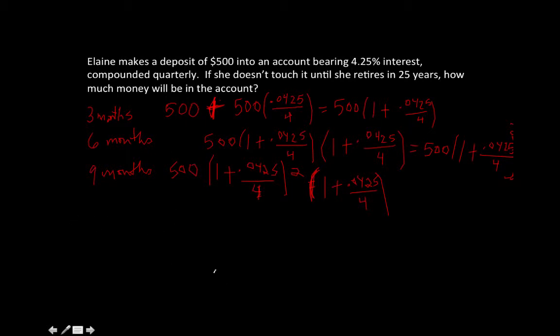So for the total amount she's going to have at the end, she's going to have her $500 multiplied by 1 plus the portion of interest she gets in a compounding period, which is the interest divided by the number of compounding periods per year, to the power of the total number of compounding periods. 25 years, 4 times each year, that's 100. So this is how much she has.